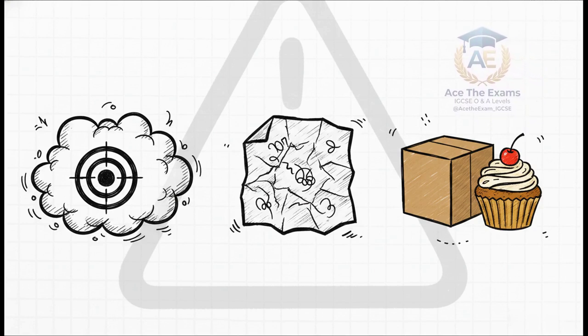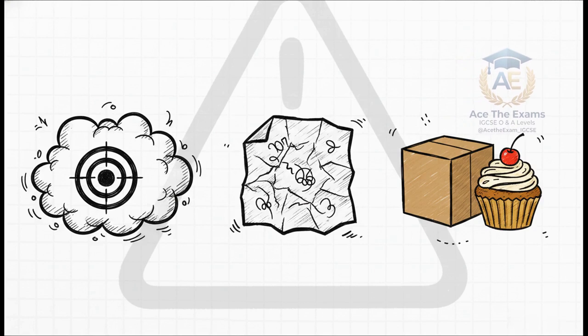Warning number 3. Answers lack specific context to the given scenario. This is huge. If the exam prompt gives you a scenario about a manufacturing firm buying new machinery, and your answer is just a generic list of limited company benefits that could apply to a hair salon, you lose the application marks. You must tie your theoretical points explicitly to the daily operations of the specific business in the prompt.